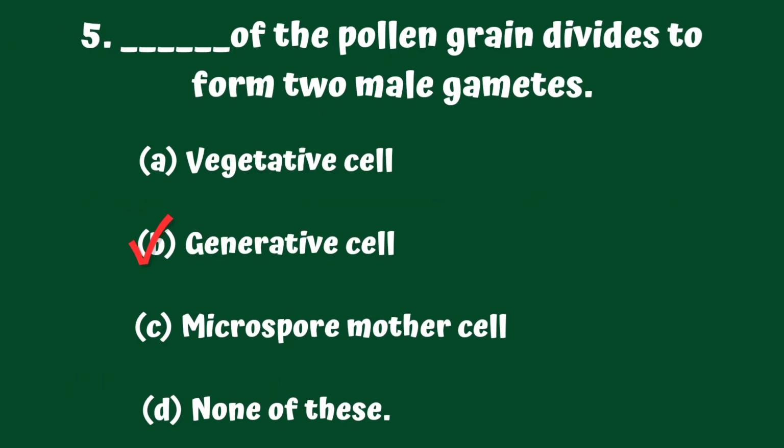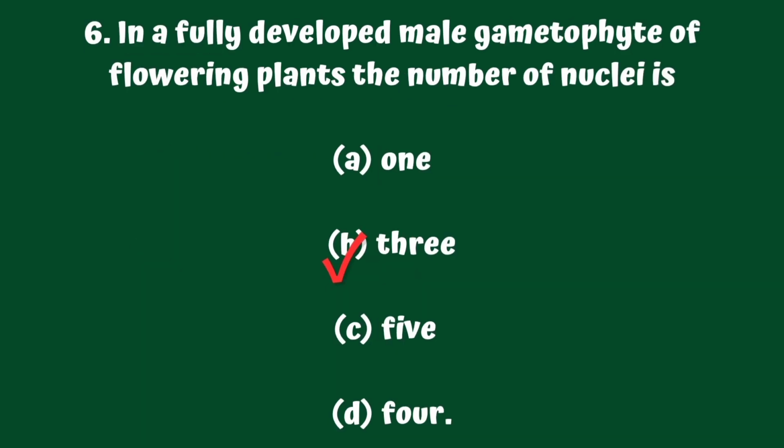Blank of the pollen grain divides to form two male gametes. A. Vegetative cell, B. Generative cell, C. Microspore mother cell, D. None of these. In a fully developed male gametophyte of flowering plants, the number of nuclei is A. 1, B. 3, C. 5, D. 4.